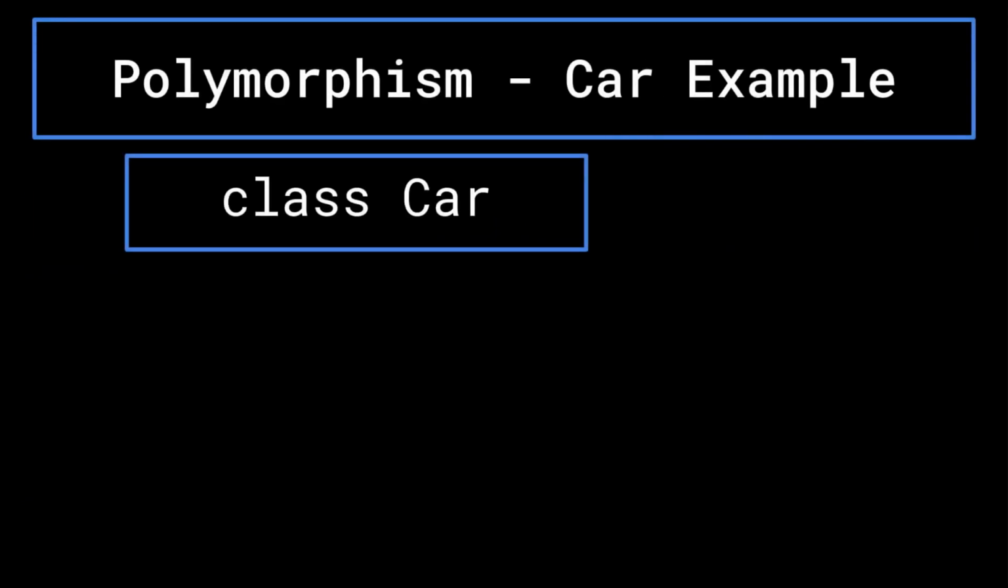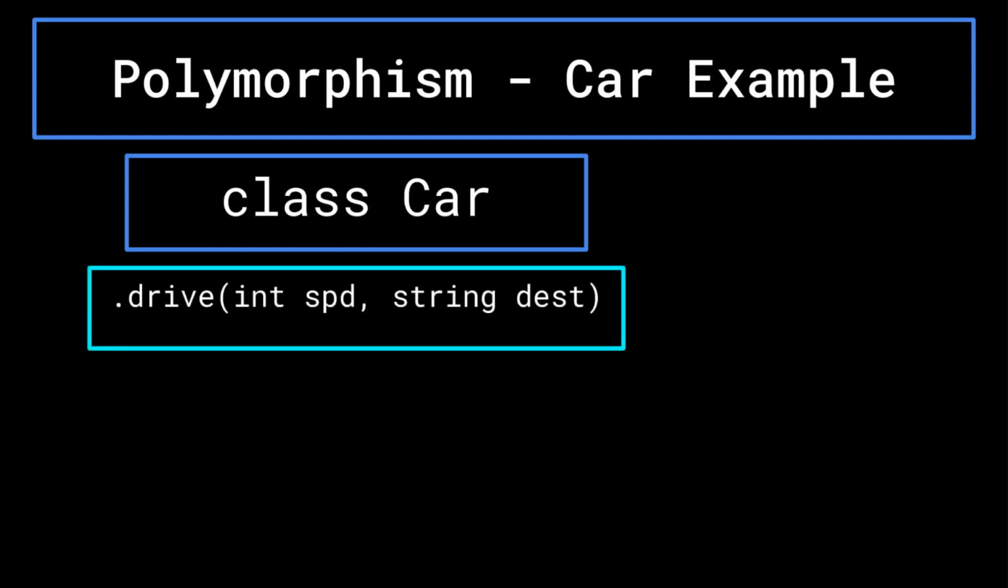Let's say that you are working within the car class. In this class, you are looking to create 3 different drive methods. The first drive method's argument accepts 1 integer and 1 string as parameters, say speed and destination. For clarity, we will refer to this one as drive method 1. However, keep in mind that its method name is just drive.